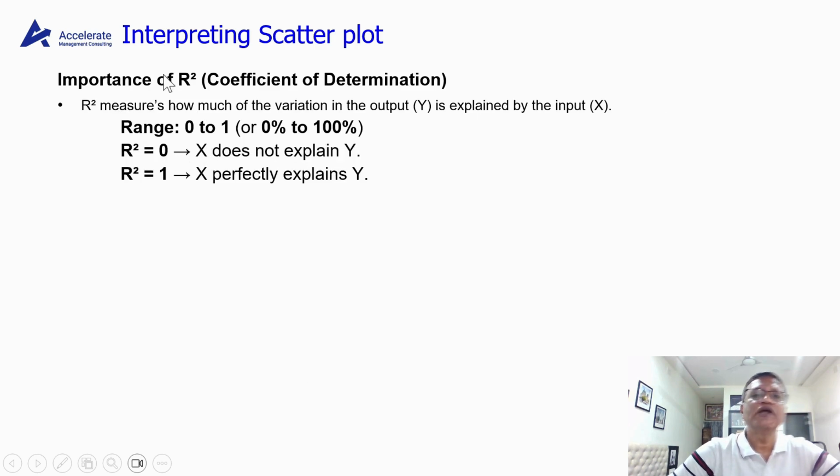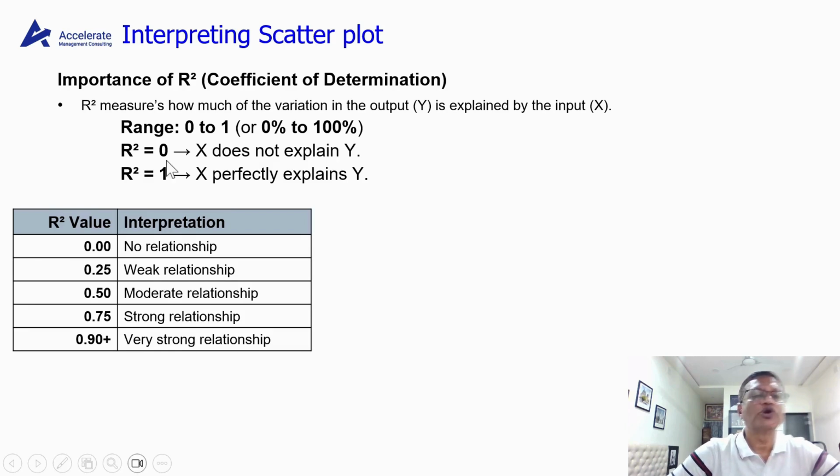Similarly, R square is a coefficient of determination. We will be talking about R square in detail when we go into regression analysis. But for now, let's look at how R square is predicting whether there is a correlation or not. If R square value is 0, then there is no relationship. Between 0 to 0.25, there is a weak relationship. Between 0.25 to 0.5, it's a moderate relationship. 0.5 to 0.75 is a strong relationship, and 0.99 and above, it's a very strong relationship.